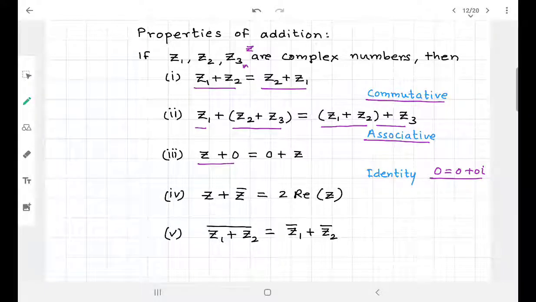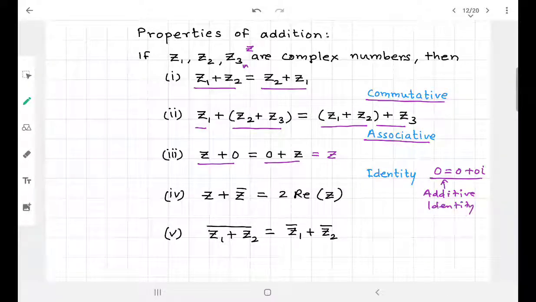So z plus 0 is equal to 0 plus z is equal to z. So we have the identity 0, which when added to any complex number gives the same complex number. Here we are saying identity, but which identity? 0. 0 is the additive identity. Here remember 0, which is 0 plus 0 iota, is the additive identity for the addition of complex numbers.